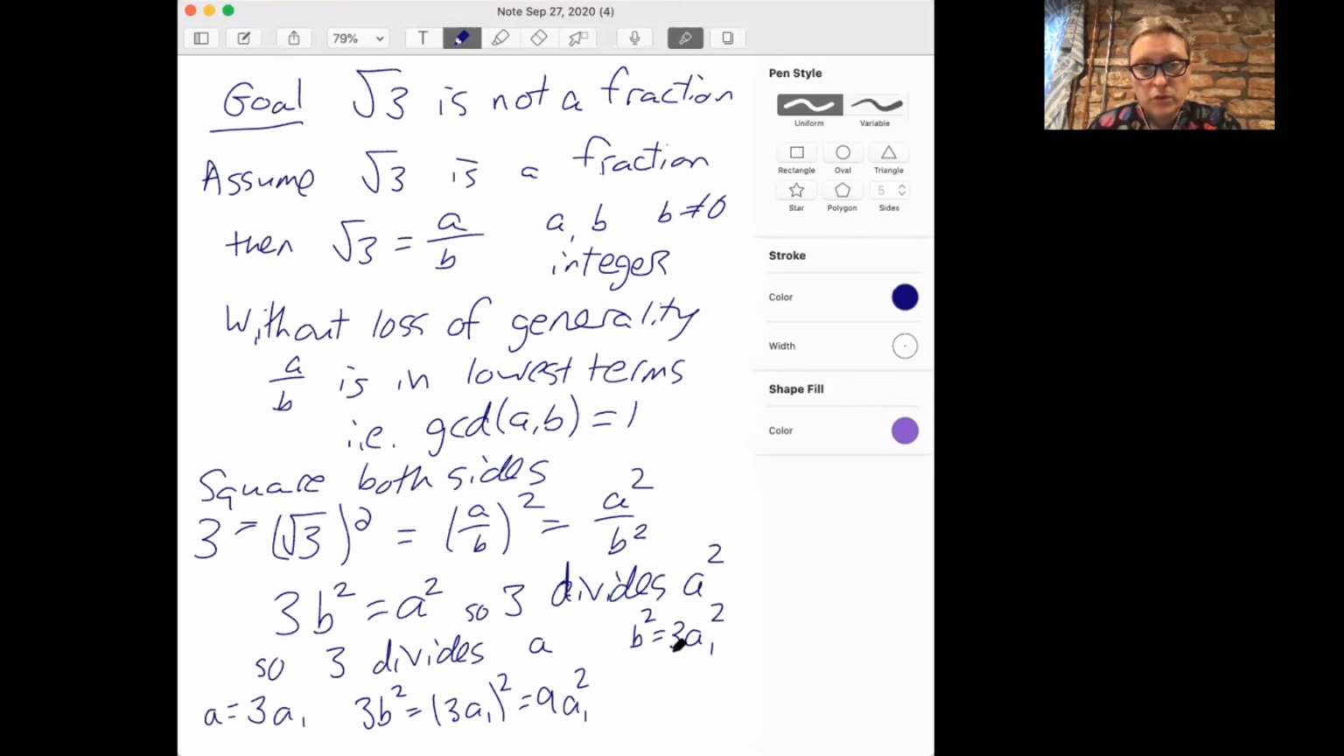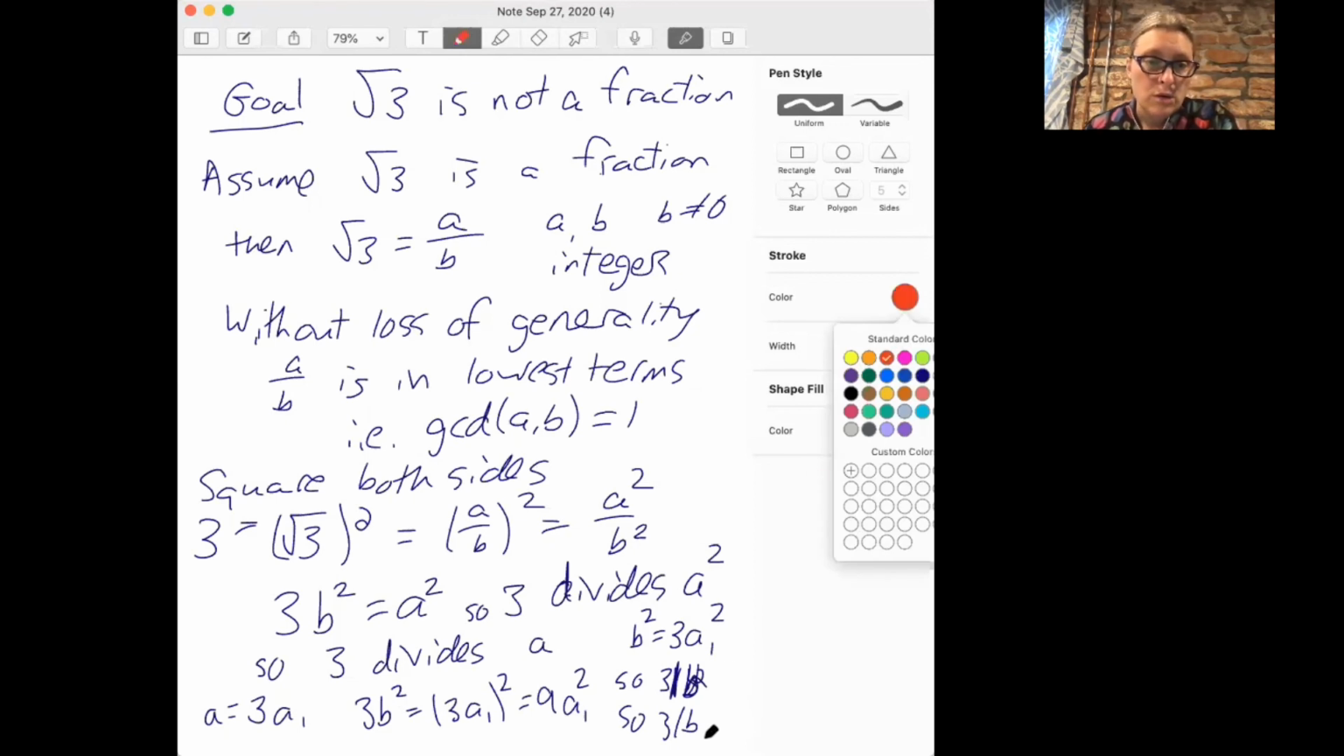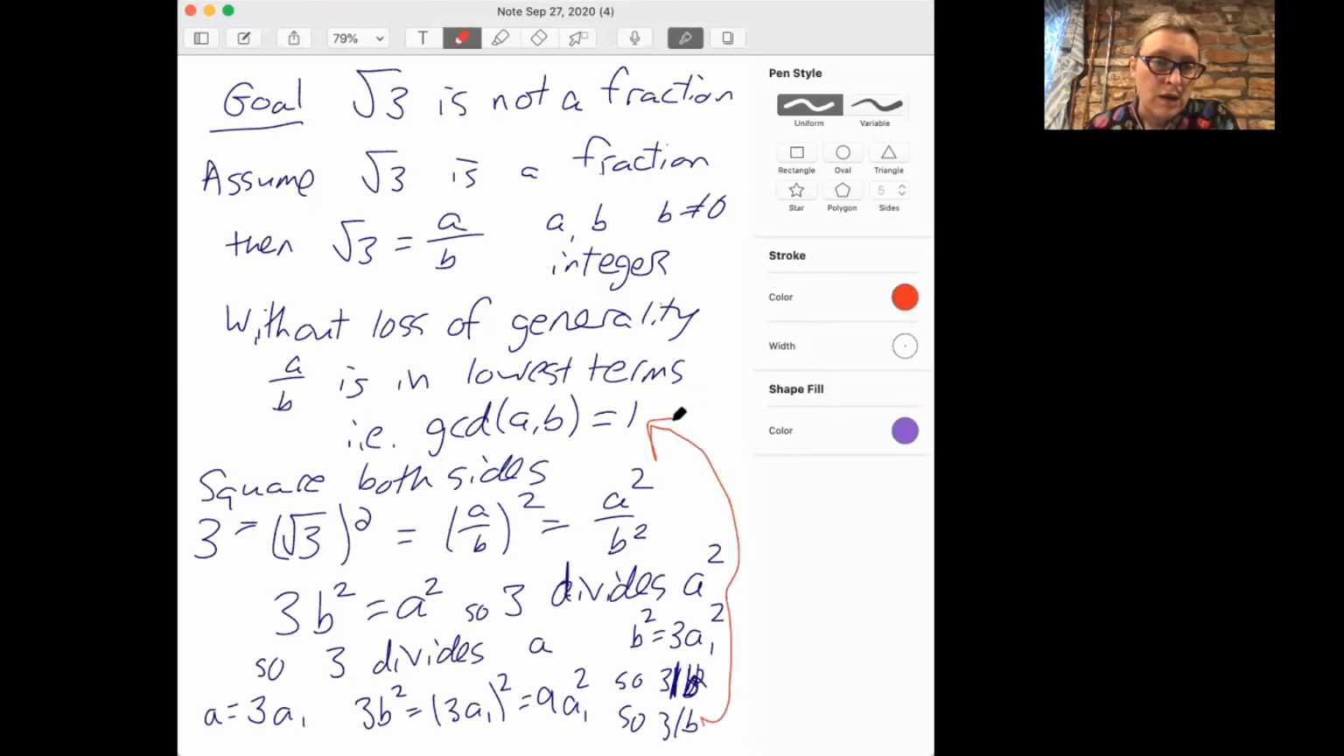But then 3 divides the right-hand side, so 3 divides b squared. This is the symbol for divides. 3 divides b squared, and by the same reasoning as above, that shows that 3 divides b. But then we've seen that a and b have something in common. They're both divisible by 3. So there's no way that their GCD can be 1 if they're both divisible by 3. And so we've just contradicted this step in the proof, and that shows that our assumption is wrong.